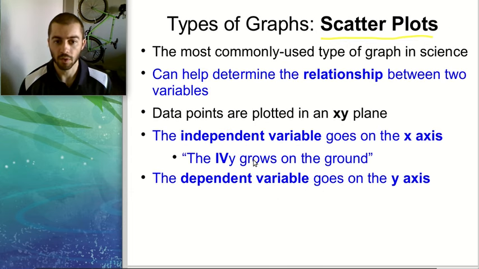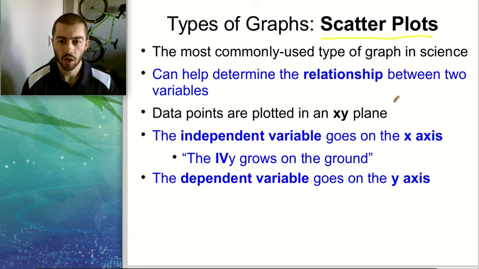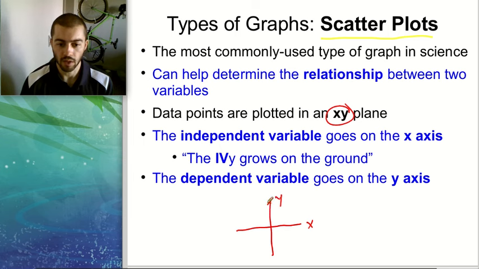Alright, so if we look at some of the characteristics of scatter plots, first of all, they help determine the relationship between two variables, and we'll talk about relationships in a few minutes. So we're using the XY plane here, right? So we could see a scatter plot that has an XY plane like this. Hopefully we've all seen an axis system like this in math class, right?